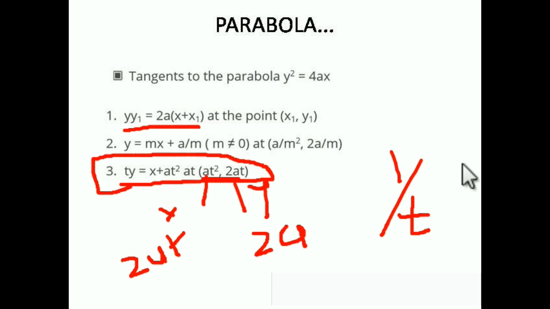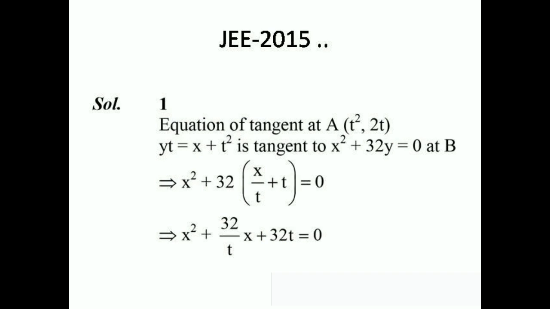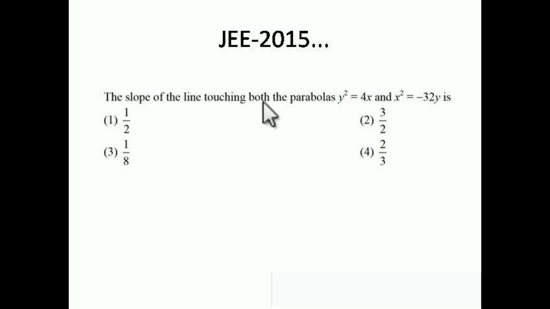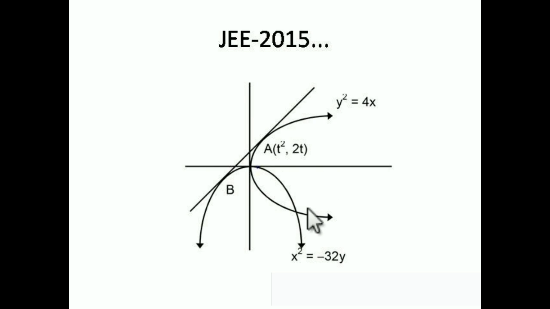This is also important. Today we are going to solve one example based on this. This question was asked in JEE 2015. The question is: the slope of the line touching both the parabolas y² = 4x and x² = -32y is. Now y² = 4x is the parabola on the positive x-axis, and x² = -32y is the parabola on the negative y-axis. I draw the figure, because the figure is always important. This is y² = 4x, this is x² = -32y, and this is the common tangent touching both of them.